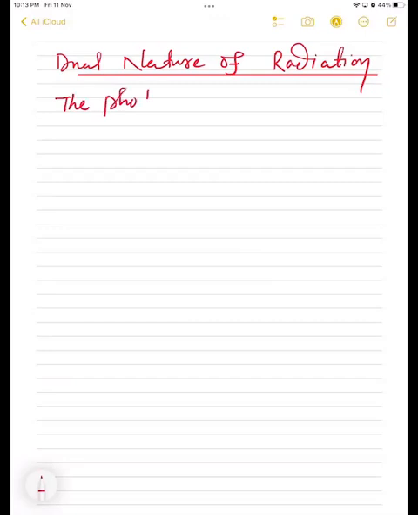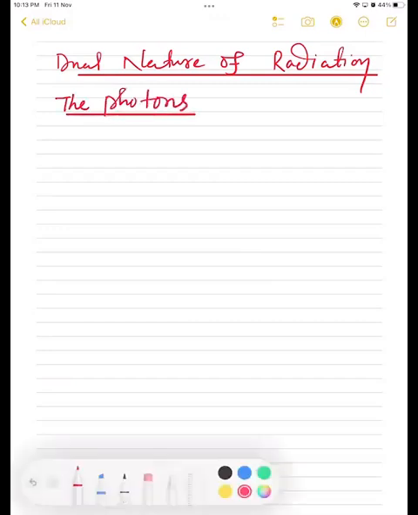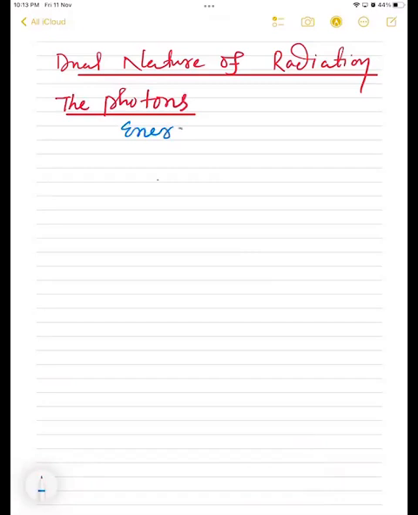What are the photons, students? What do you know about photons in chemistry? These are packets of energy, right? These are energy particles, correct? Photons are the energy particles, okay? Where do they come from? They come from the source of radiation, right?